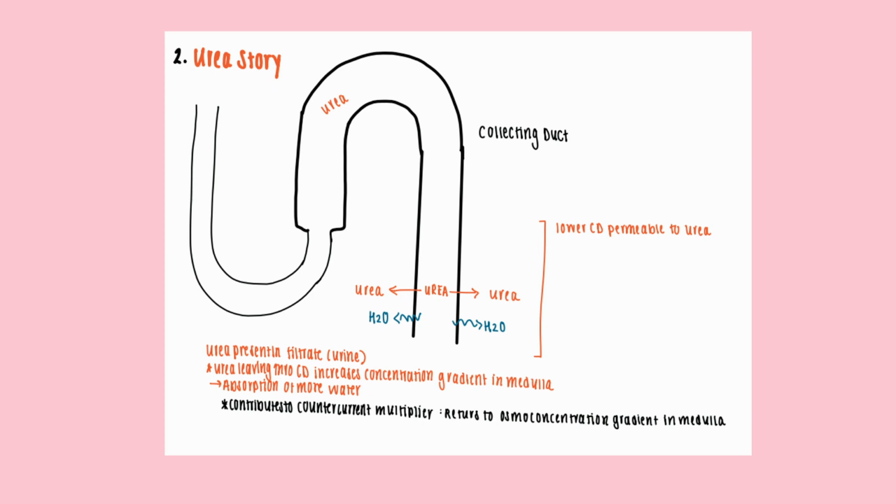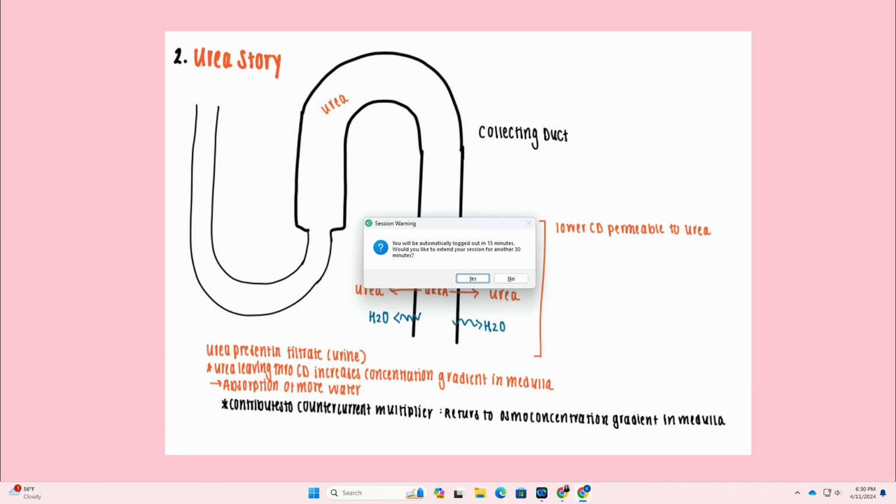So urea leaving the filtrate increases its concentration in the medulla, which increases the concentration gradient, allowing more water to leave. And that contributes to the countercurrent multiplier, which refers to that osmoconcentration gradient in the medulla. Does that make sense? Any questions on that urea story?